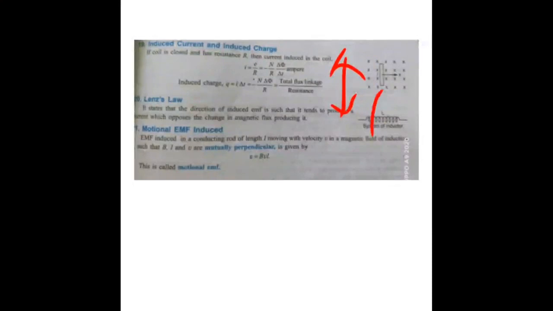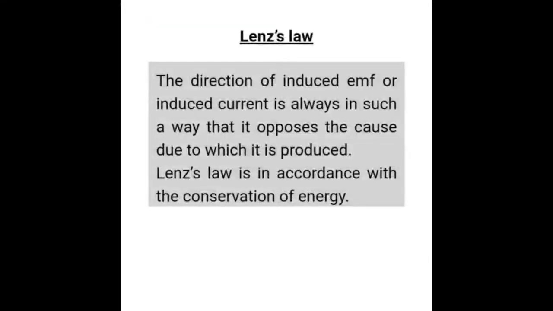You can see in the diagram, this is the length of the conductor, and it is moving with a velocity V, and the cross sign indicates that this is a uniform magnetic field. So when this conductor of length L is moving in this uniform magnetic field, an EMF is induced in that conductor, which is the motional EMF, BLV.